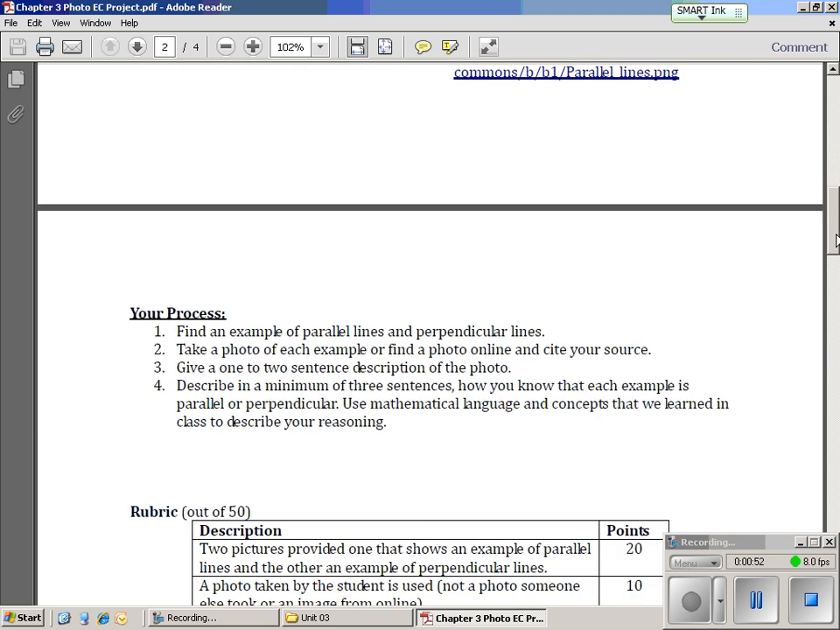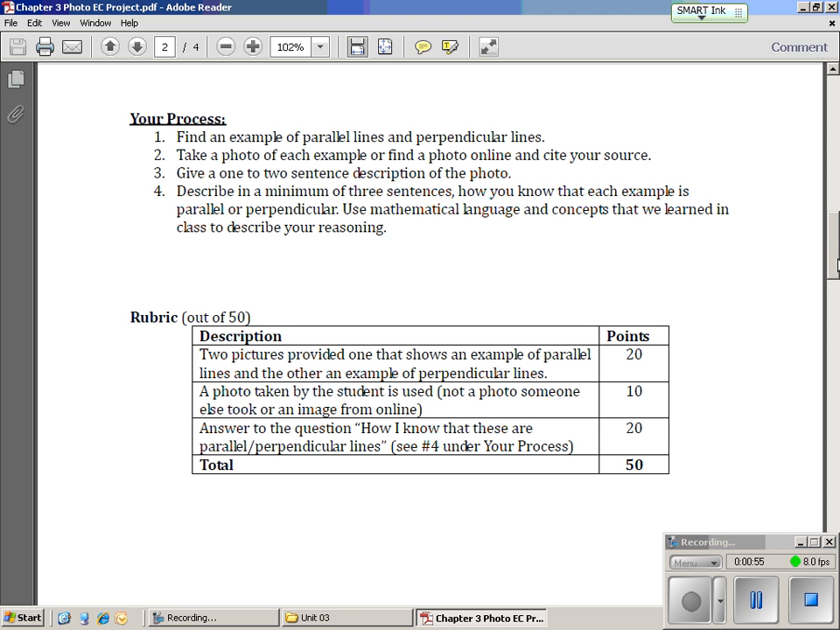Okay, so the assignment is to find an example of parallel and perpendicular lines. Ideally, that you take a picture of them, but if you don't have a camera or don't have that available to you, you can find a photo online as long as you cite your source. You'd give a one or two sentence description of what the picture is or where you found it, and also describe in a minimum of 3 sentences how you know that each example is parallel or perpendicular. Okay, you should use the mathematical language and concepts that you are learning throughout this chapter.